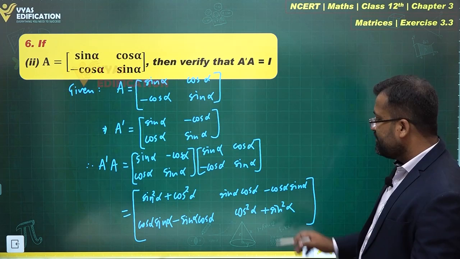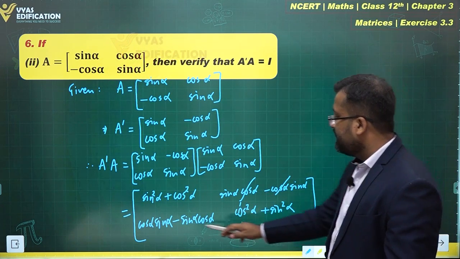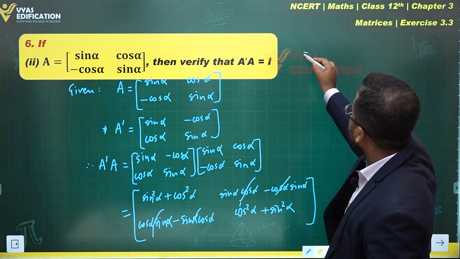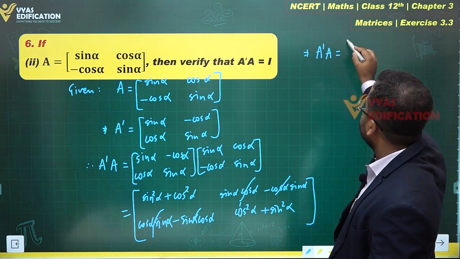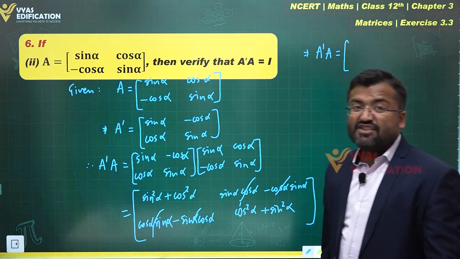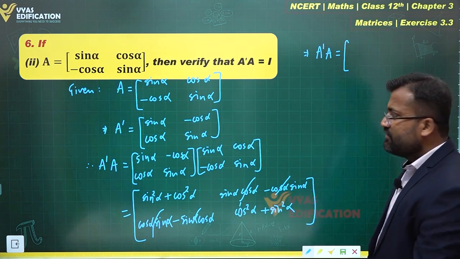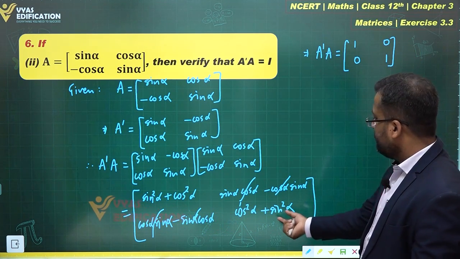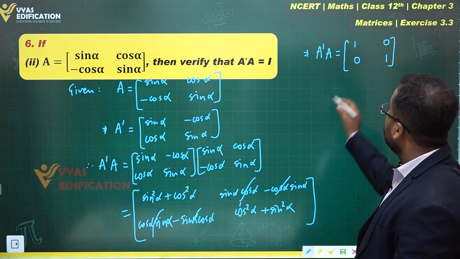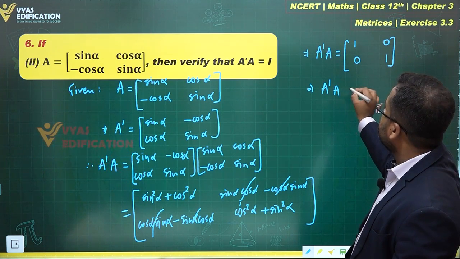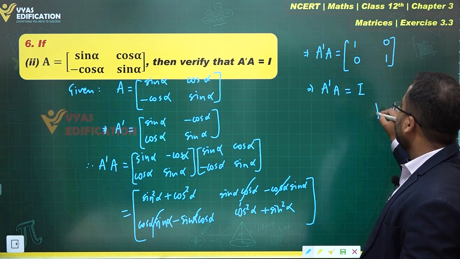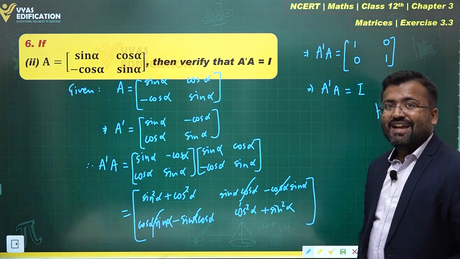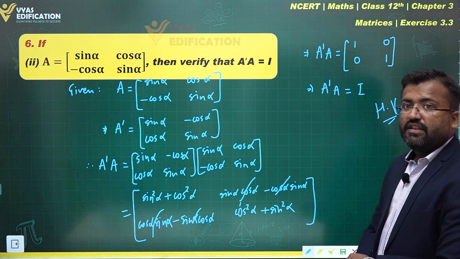After reaching this stage, you can observe that the sin alpha cos alpha terms, this and this, get cancelled, and this and this get cancelled. This term becomes 0, this term also becomes 0, which gives A transpose A equal to what? Sin square theta plus cos square theta is always 1. That's sin square alpha plus cos square alpha is equal to 1. This is 0, this is 0, this is 1. You can observe this is cos square alpha plus sin square alpha, which is also 1. This implies that A transpose A is equal to the identity matrix, and that's what we wanted to verify. Have we verified this? Yes. Take a look at this complete solution once, and that is all in this question.